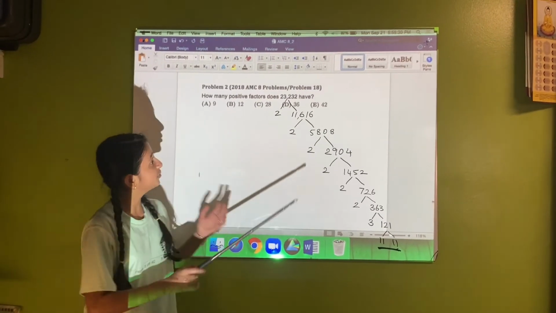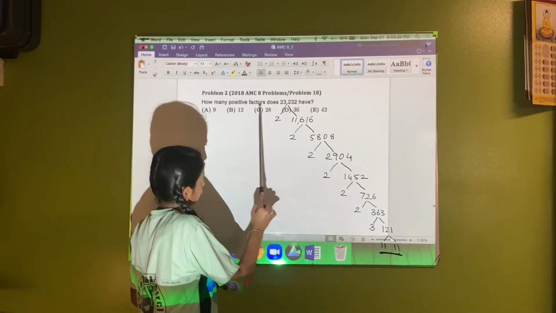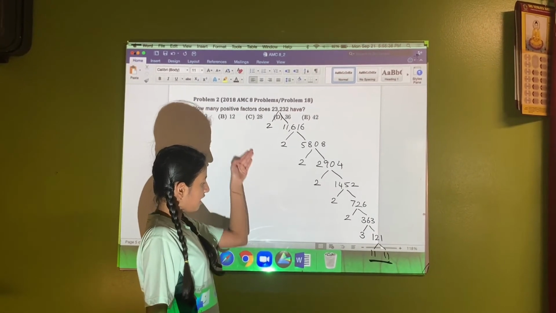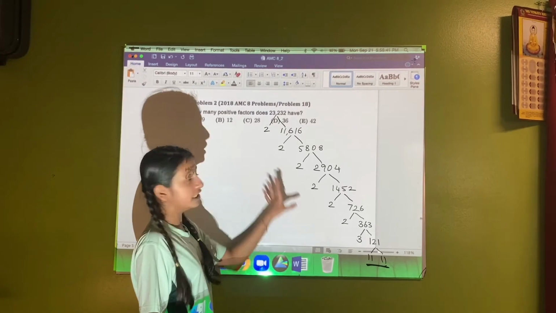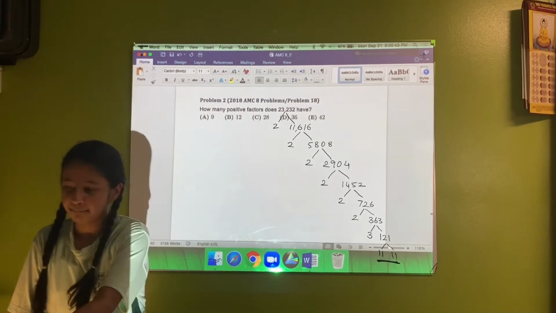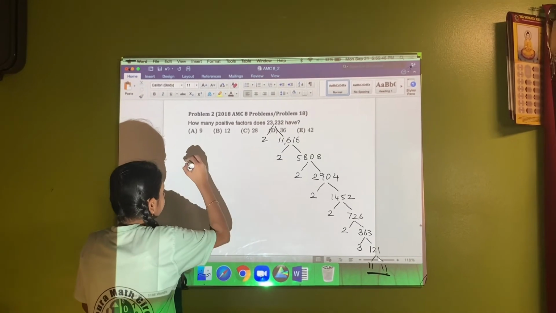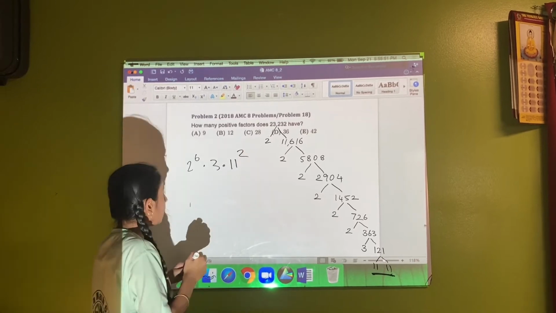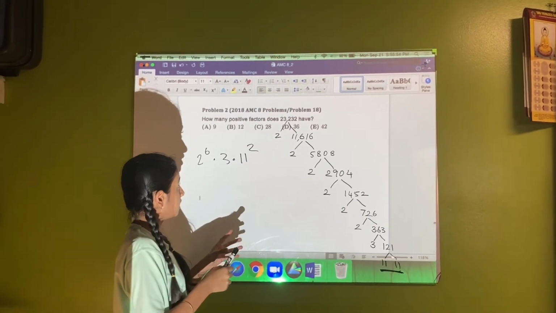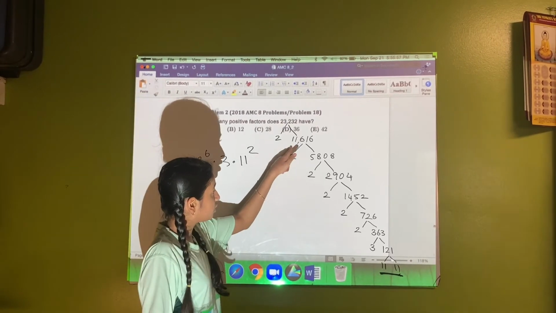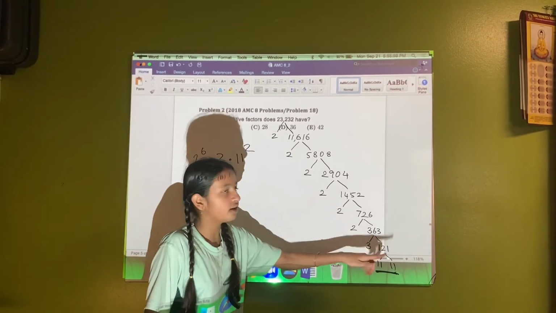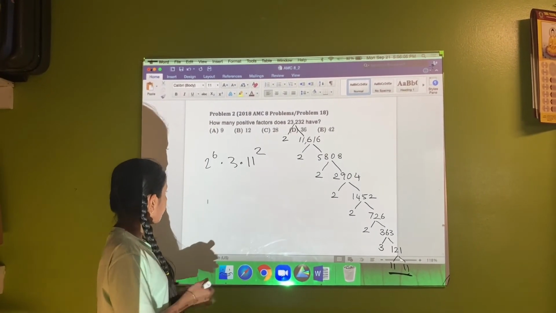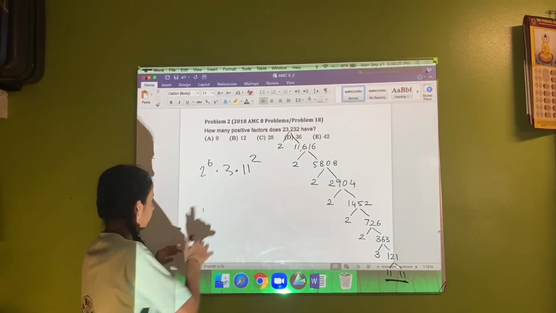Another problem in factoring. How many positive factors does 23,232 have? As you can see, I've prime factorized this in the tree method. So you want to find out how many positive factors there are. If you calculate all these, you're just going to keep going and it's going to be really hard.